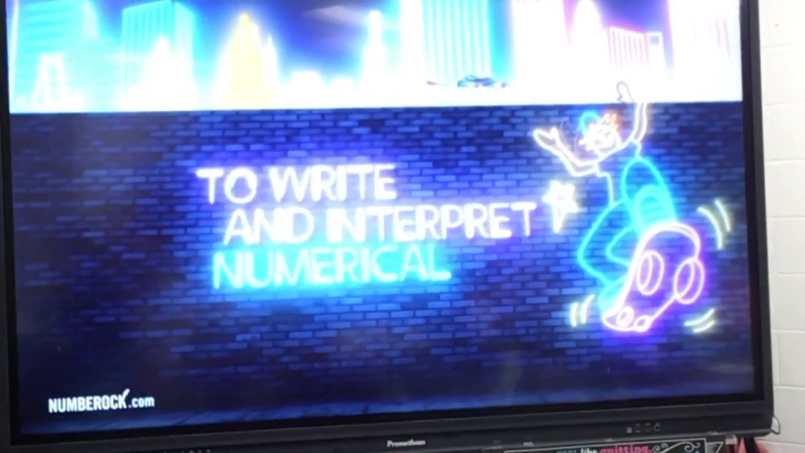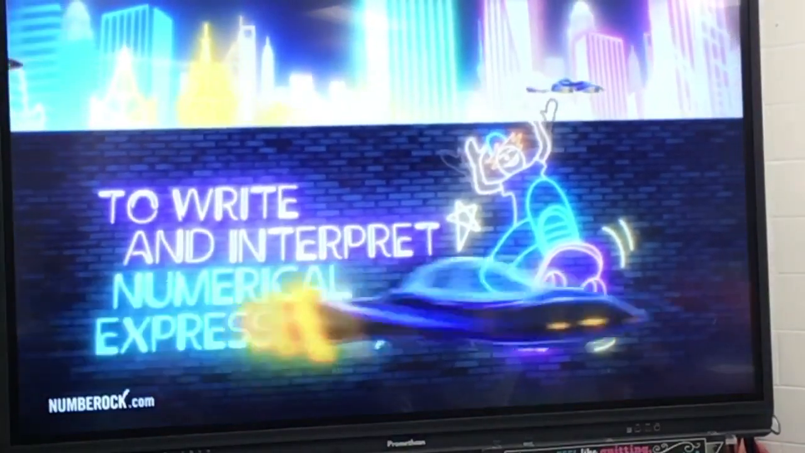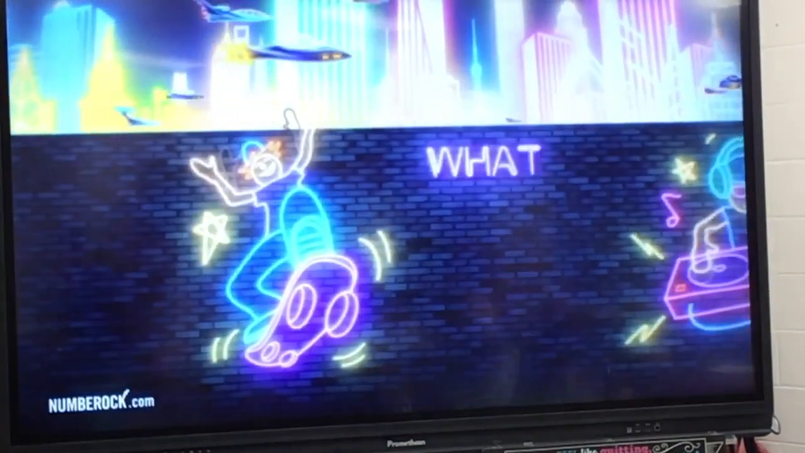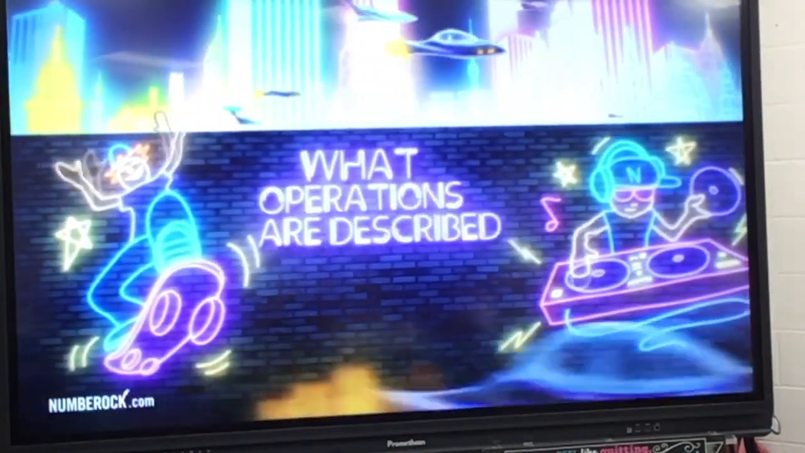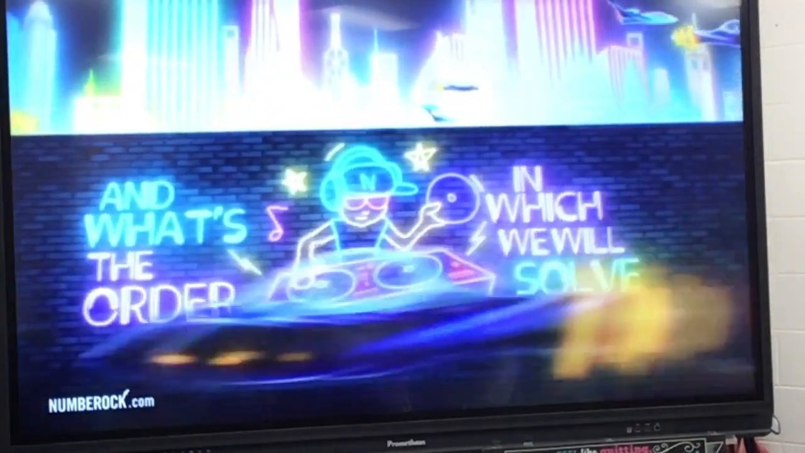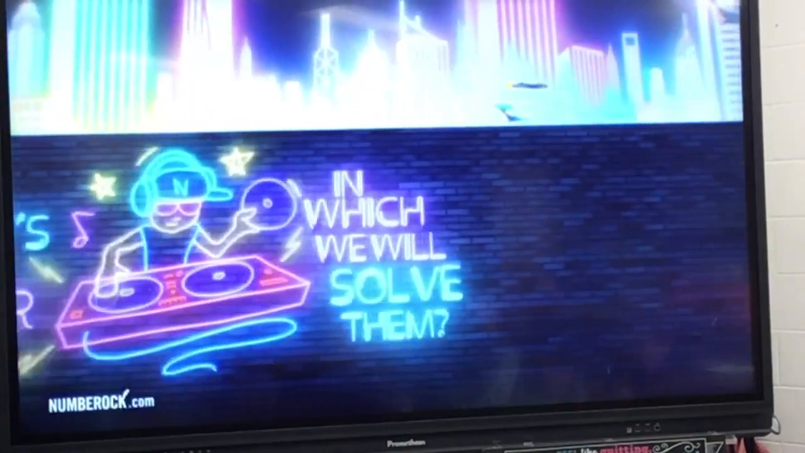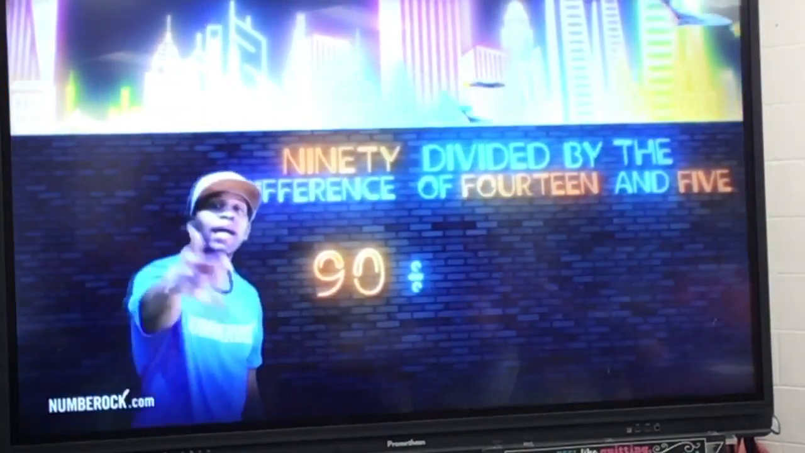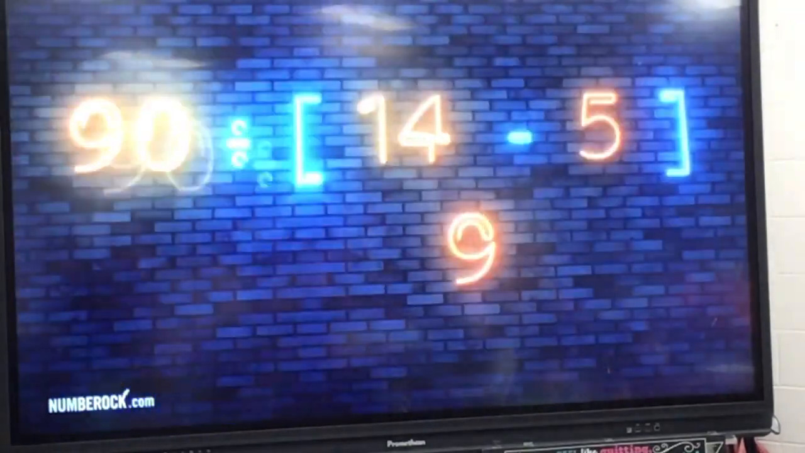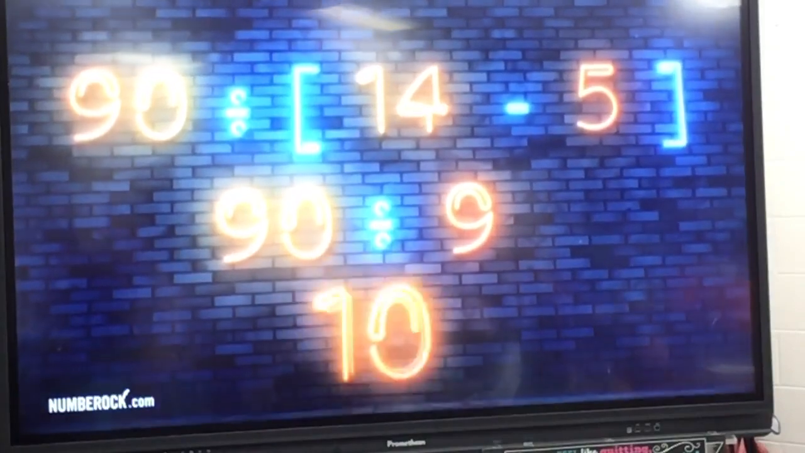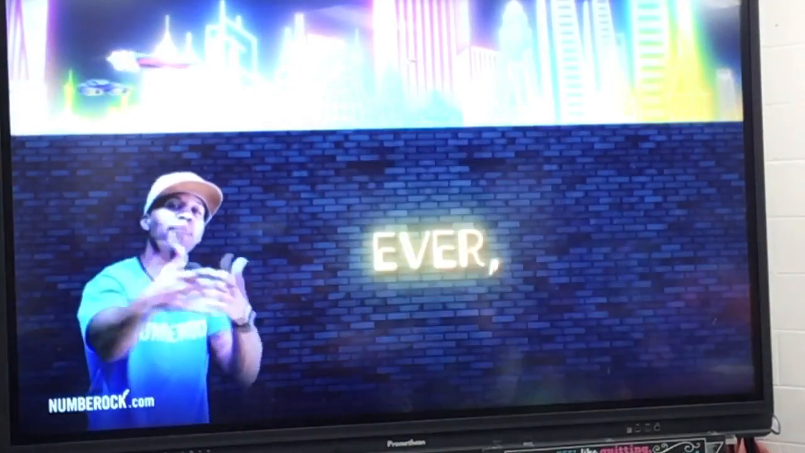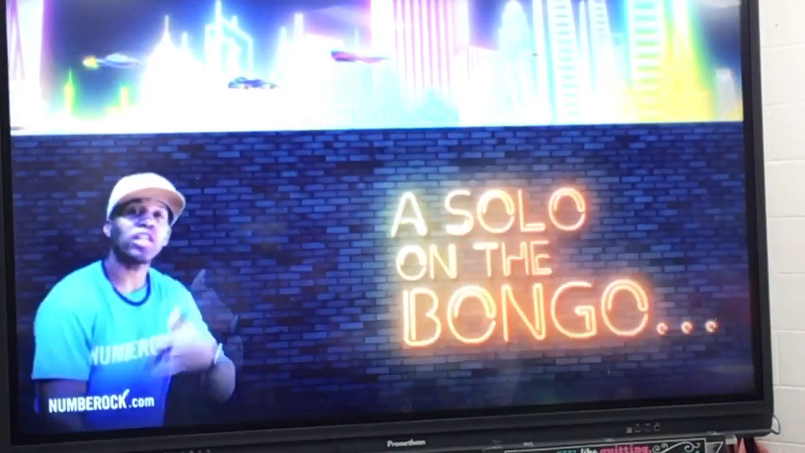Write and interpret numerical expressions. We read them closely and ask these questions. What operations are described in this problem? And what's the order in which we will solve them? What's 90 divided by the difference of 14 and 5? 14 minus 5 is in brackets. The difference is 9. The next step is symbolized by the division sign. Divide 90 by 9 and 10's the quotient we'll find. Let's see an example one more time with the best rhymes you're ever gonna find. But first, a solo on the bongo.